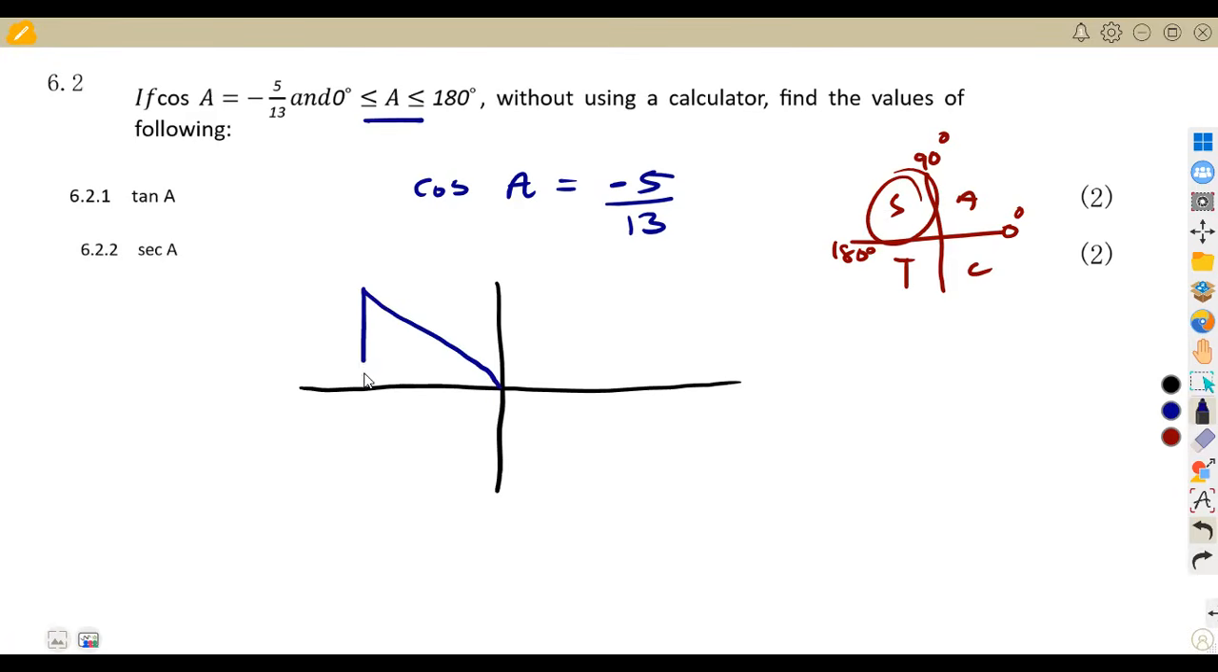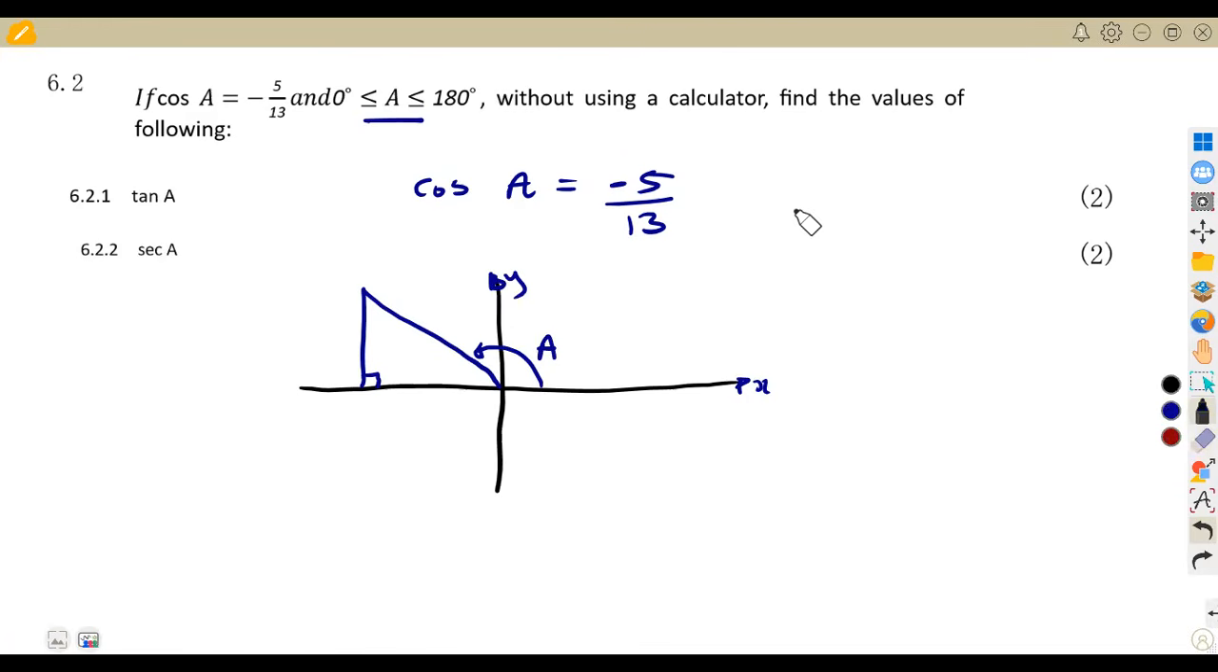You know what it means? We're going to have a right-angle triangle here. These are the x values, these are the y values, and this is the angle A that we are talking about. And from the ratio, from our CAST, it means cos is adjacent over the hypotenuse. So this is the adjacent, and this is the hypotenuse. So according to this, our adjacent is -5 here, and the hypotenuse is 13 here.